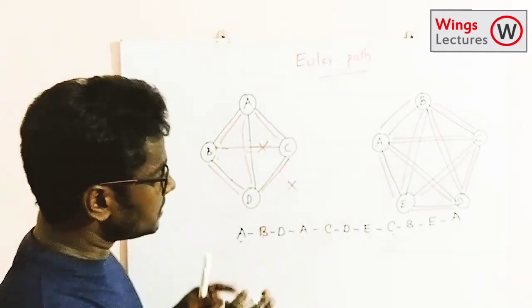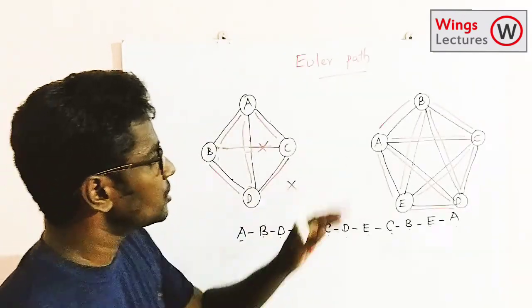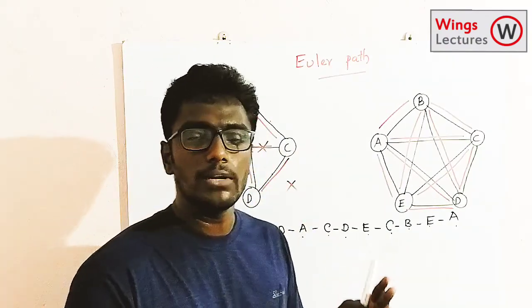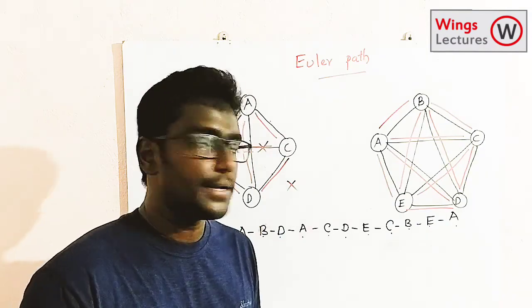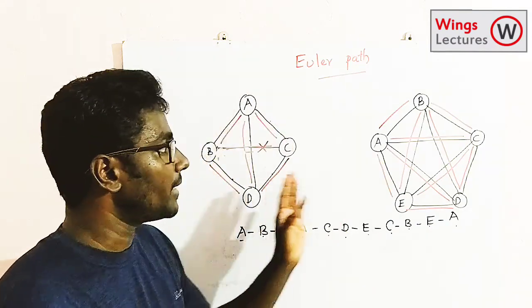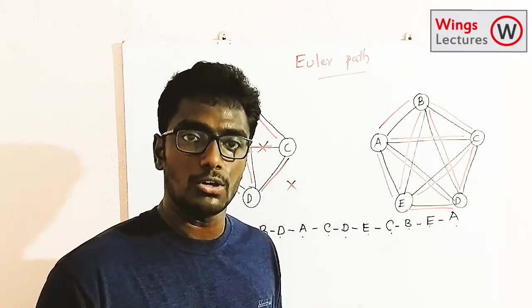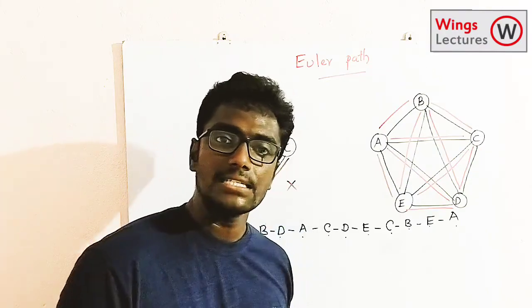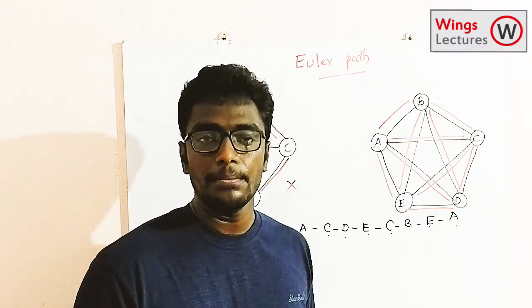So this is how we are going to find out the Euler's path. The question will be either to find the Euler's path from the given graph, or to find out whether the graph has an Euler's path or not. And about Euler's path we have some interesting facts, so let me explain.